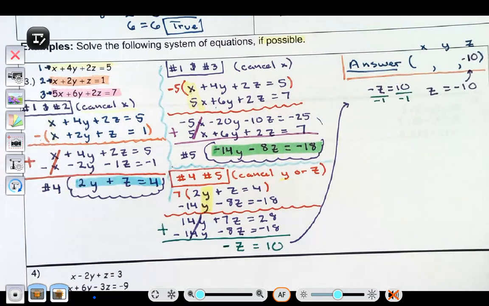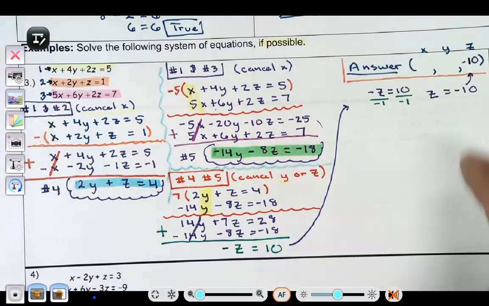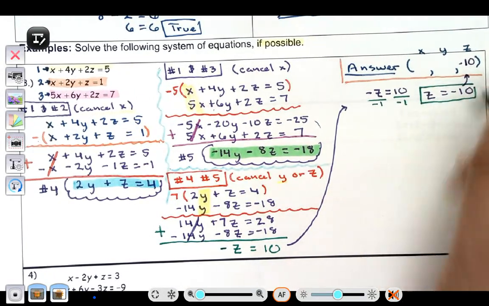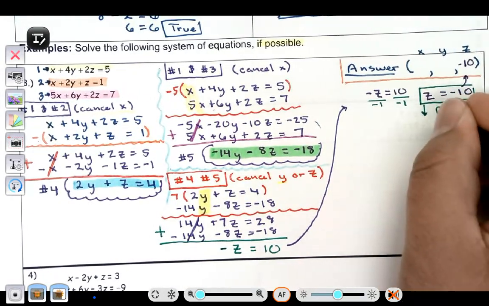So we have negative 10 available. So that means if you know what a letter is, what do you do? You plug it back in. So now this is where all we do is plug in, plug in, plug in. So we know what z is. We've got that answer. Well, then plug it in.